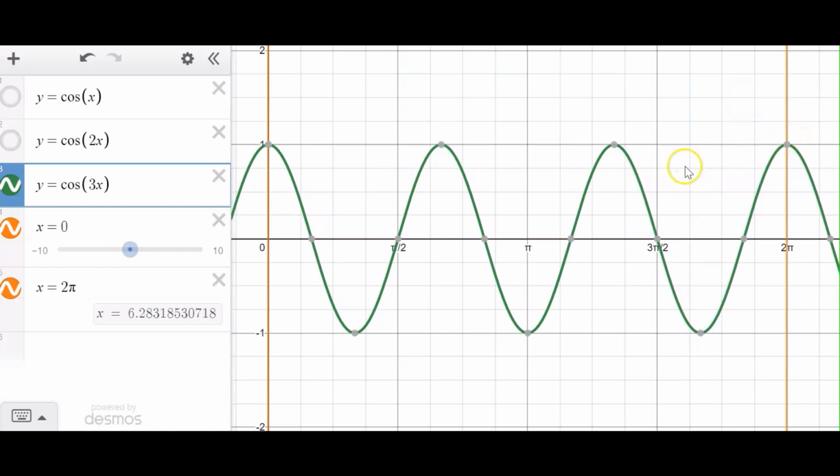The best way to count the frequency of cosine is to count how many extreme points there are that are opposite from the starting point. It started at 1, so we're going to count the negative ones.